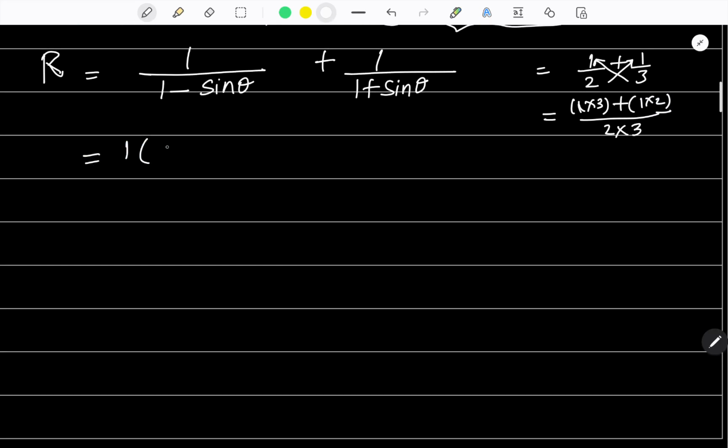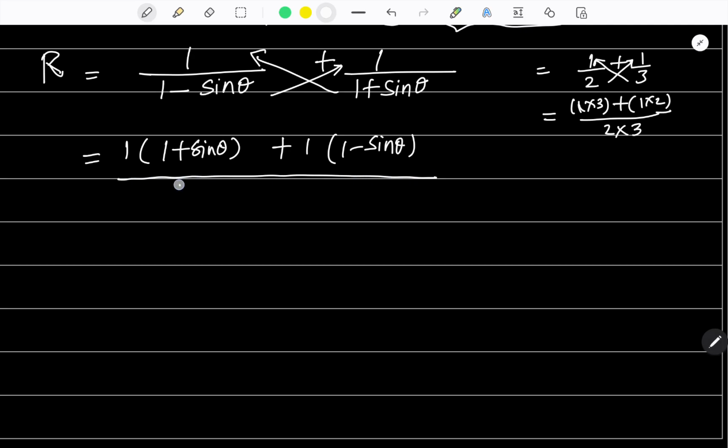This equals 1 multiplied by 1 plus sine theta. This goes here. And then plus 1 times multiplied by what? 1 minus sine theta. Okay, right. So 1 times 1 plus sine theta plus 1 times 1 minus sine theta, divided by, we are going to write 1 minus sine theta and 1 plus sine theta.